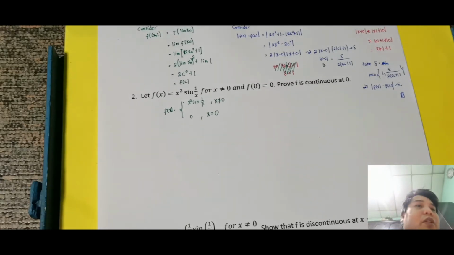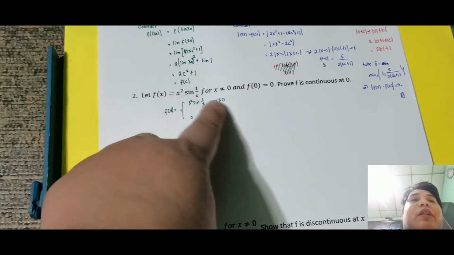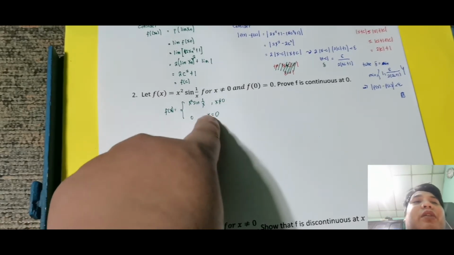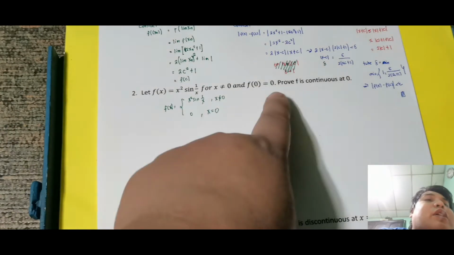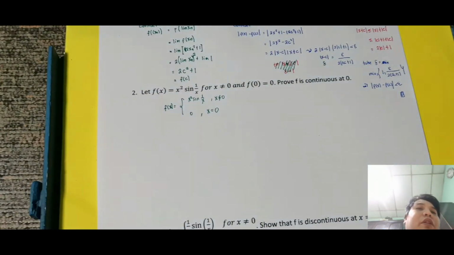Okay, so yung function na 'to pwede kong ilagay sa ganito: f of x is equal to x squared sine 1 over x for x is not equal to 0, and 0 for x is equal to 0. So napakadali na gusto nang gawin. Prove natin na si f is continuous at 0. Okay, so I think mas madali yan dyan.